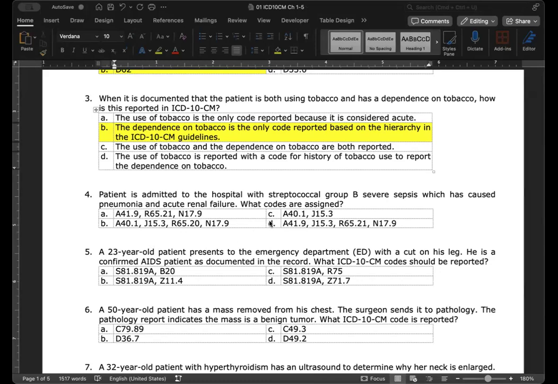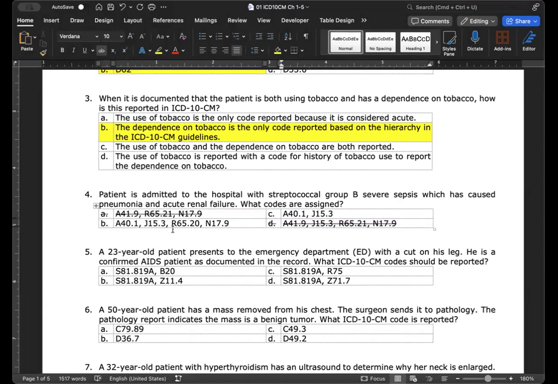A41.9 is sepsis with an unspecified organism. And then A40.1 is for sepsis due to Streptococcus group B. So do you think we should use A40.1 or A41.9? A40.1. Yep. So we're going to rule out A and D because A41.9 is not our sepsis code that we should use. J15.3 is in both, so I'm just going to ignore that code for now.